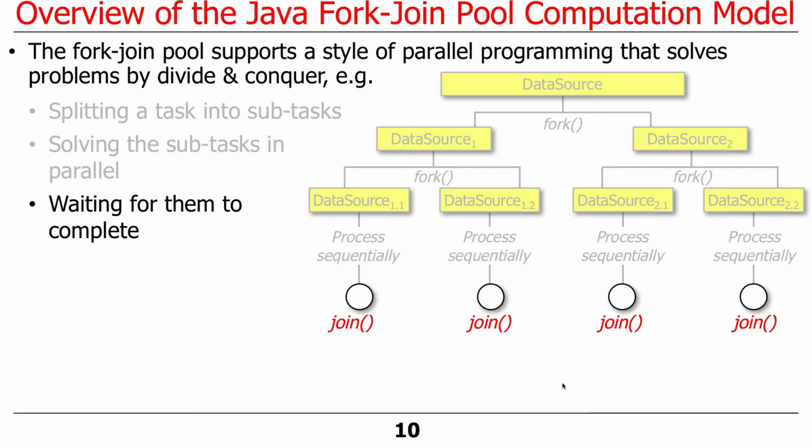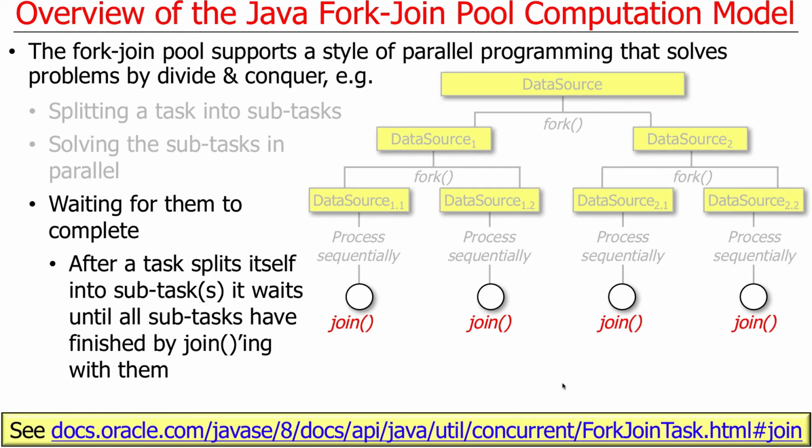Now, here's something that differs ever so much from the parallel streams approach. You have to explicitly wait for the results to complete. The results that are being computed serially in parallel will have to be explicitly joined together, and you have to wait for them. The way you do this is by calling a method called join. So after everything's been forked, you have to wait to join up the results.